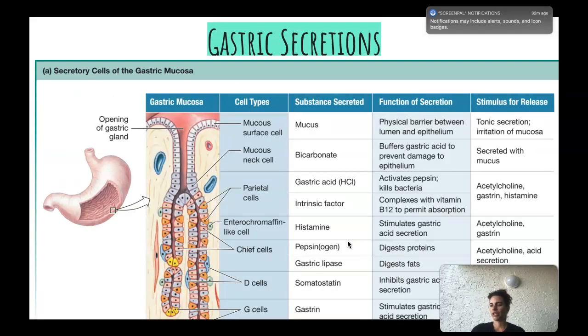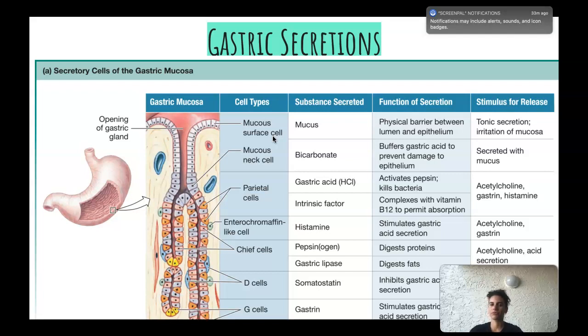Here we have a nice breakdown of what goes on inside a gastric gland. So here we can see the gastric gland again. This is within the rugae of the stomach over here. And as you can see, we have 7 cell types within a gastric gland. We have the mucus cells that produce mucus, and this acts as a physical barrier between the lumen and the epithelium. It also creates bicarbonate, which is a buffer for the gastric acid to prevent damage to the epithelium as well.